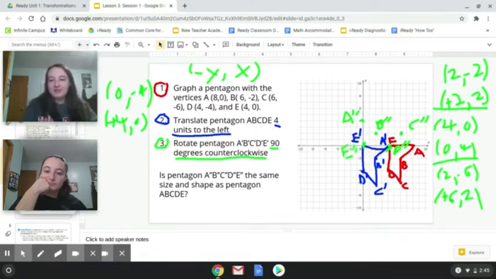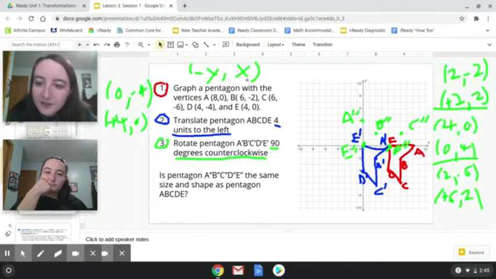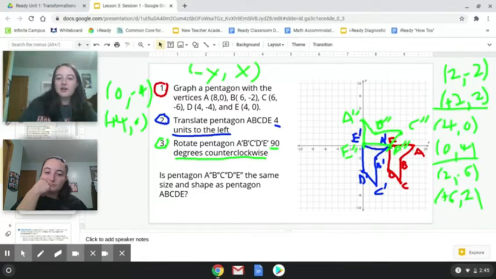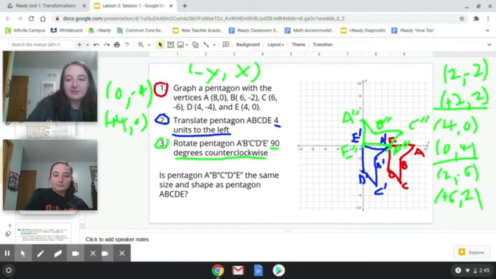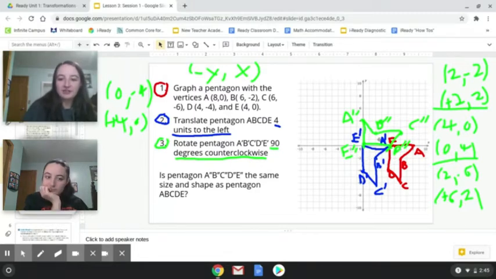And then the last part is we just connect it, like I said before. So A to B, B to C, C to D, D to E, back to A. So then here is our figure after it's been rotated 90 degrees counterclockwise. And so this is our sequence of transformations because we started with our red figure, we translated that, and then after we translated that translated figure, we rotated. So it's a sequence of transformations because we did one transformation and then a second transformation.